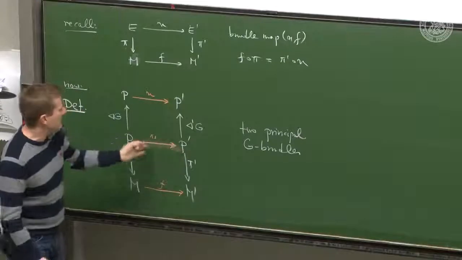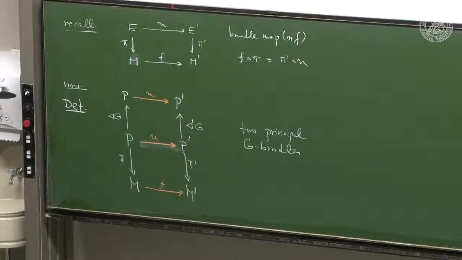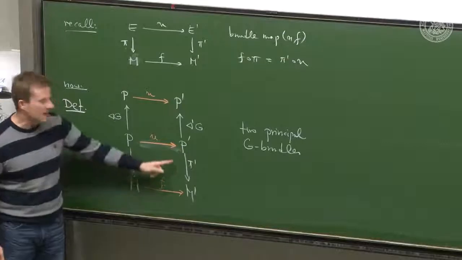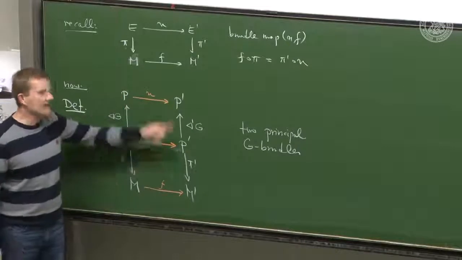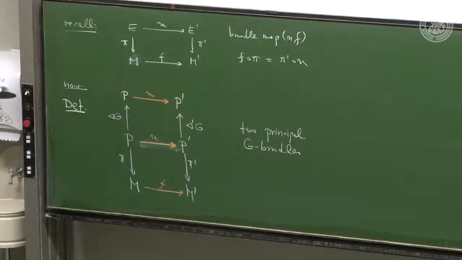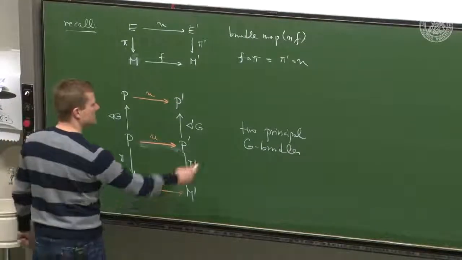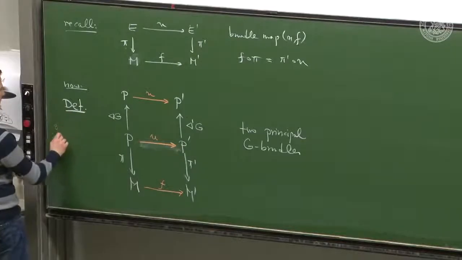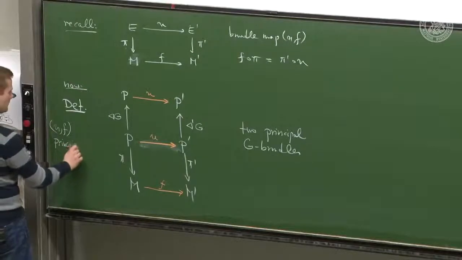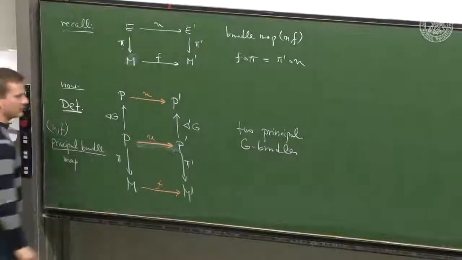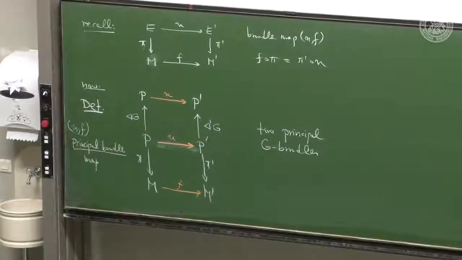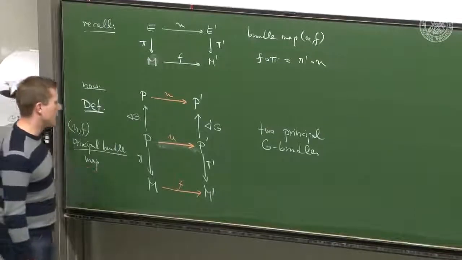Well, between P and P prime there's a u. Well, let's repeat this u. But there is now not only compatibility down here, but there's also compatibility up here. So we want this entire diagram to commute. It's the only natural thing to do, right? Okay. So we say (u, f) is not only a bundle map, but it's a principal bundle map. That's different from a bundle map. It seems like a subtlety, but it isn't. It's different from a bundle map, a principal bundle map.